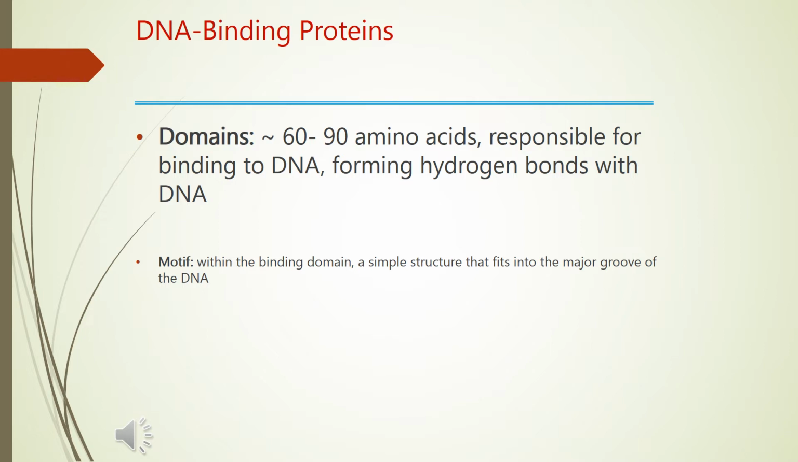So there are a number of DNA binding proteins that can regulate gene expression. They have domains. Domains means 60 to 90 amino acids responsible for binding to DNA, forming hydrogen bonds with the DNA. So here you can expect a direct interaction between DNA and the domain. The second one is motif. They lie within the binding domain, a simple structure that fits into the major groove of DNA.